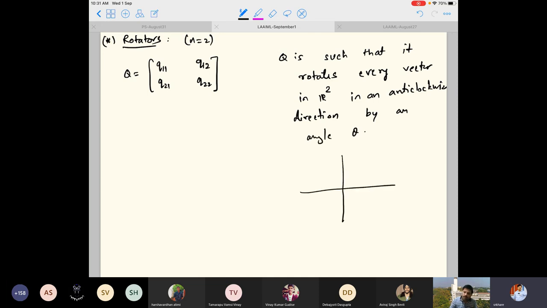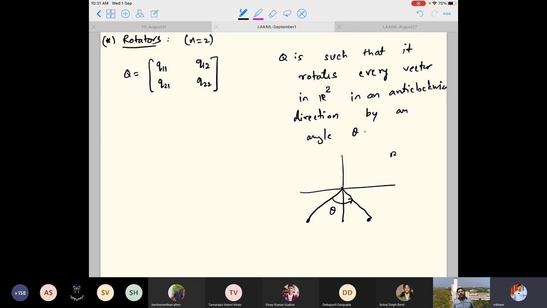So you have this particular R2 plane. Every arbitrary vector here. Suppose this is the arbitrary vector that you have. It will be rotated in the anti-clockwise direction by an angle theta, and it will go here. Suppose this is the angle theta with which you rotate, then this is what is going to happen. So you want to find a matrix Q which will actually mimic this operation.